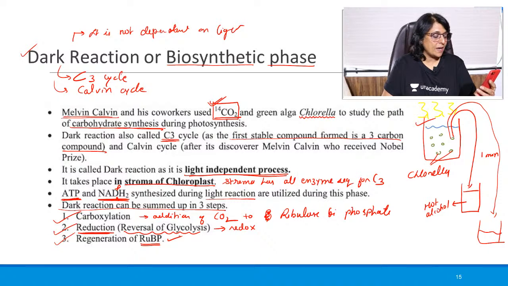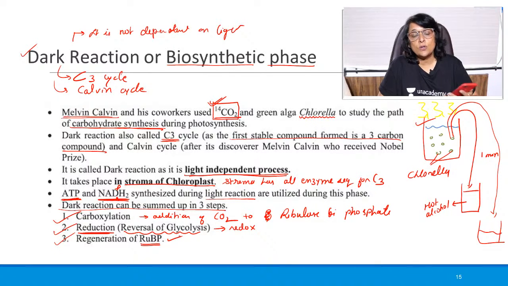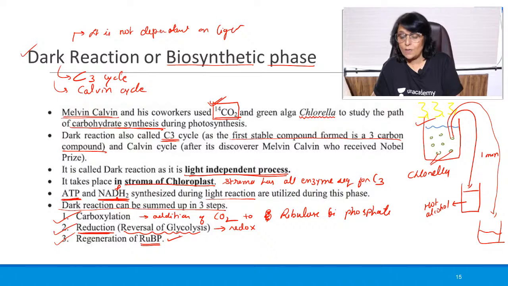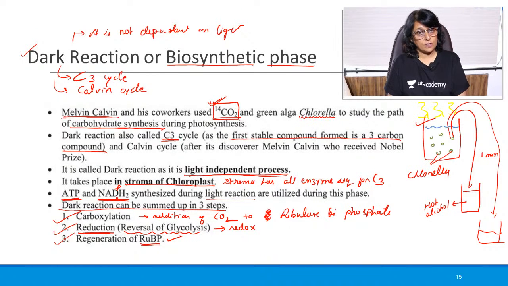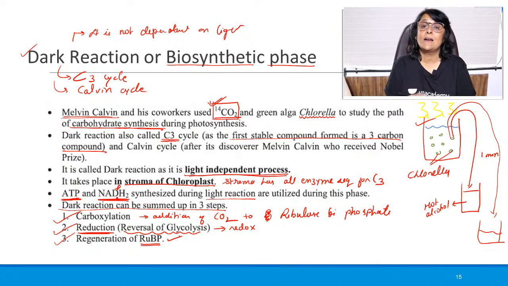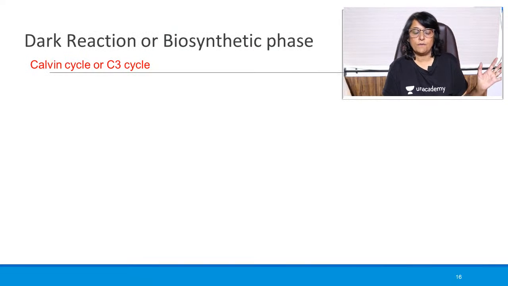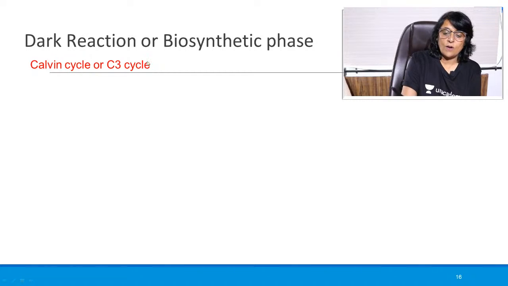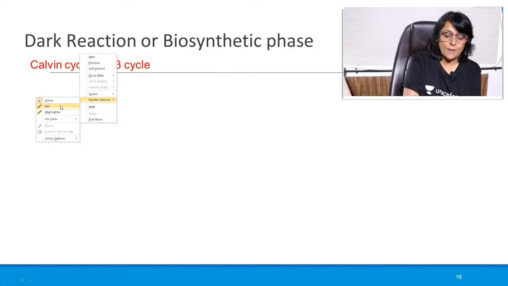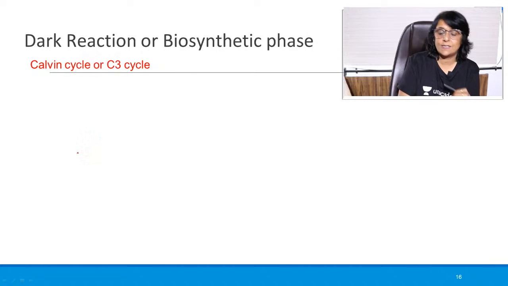Rubisco fixes carbon dioxide in C3 cycle. Sanjay is asking this. Rubisco is an enzyme which helps in carboxylation of RUBP in C3 as well as in C4, but the location is different. Once we finish C4 cycle, then we will have a comparison between C3 and C4. So at that time we will be able to understand why this location is different. Okay, so now we are on this pathway which we will be actually drawing all the steps.